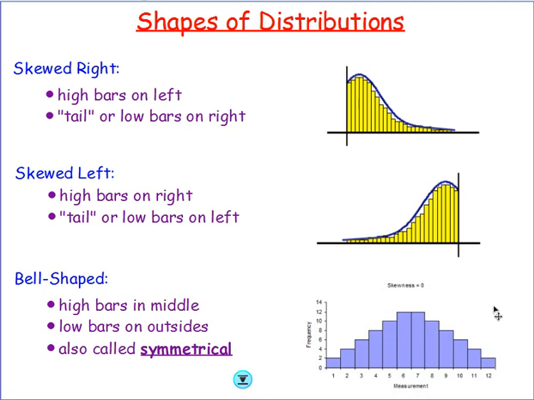So a lot of times, you will see bell-shaped and symmetrical used interchangeably. So if you're given a picture like this on the EOC and bell-shaped is not there but symmetrical is, this is definitely symmetrical. As you can see, it doesn't have to be exactly perfect, but it's pretty well balanced on both sides. Let's look at the next three.